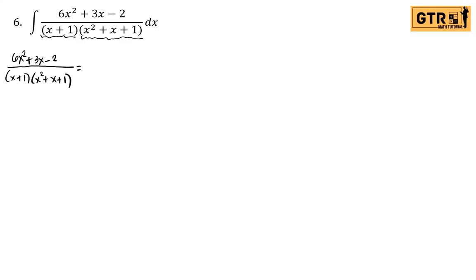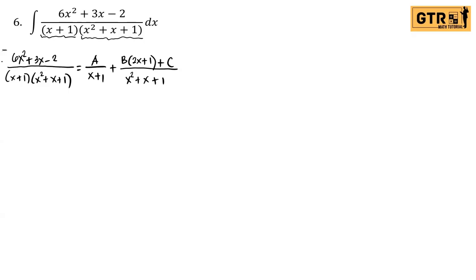So that is equal to, for the first part, A over x plus 1. And then for the second part, we have B times the derivative of x squared plus x plus 1. That is equal to, derivative of x squared is 2x, derivative of x is 1, derivative of 1 is 0. So we have plus C all over x squared plus x plus 1.